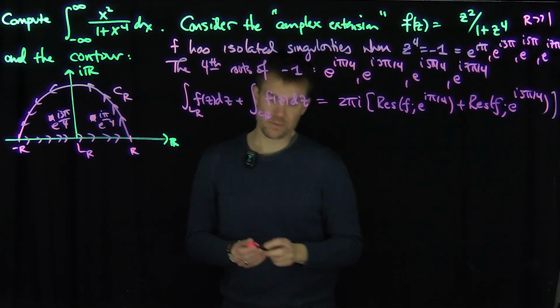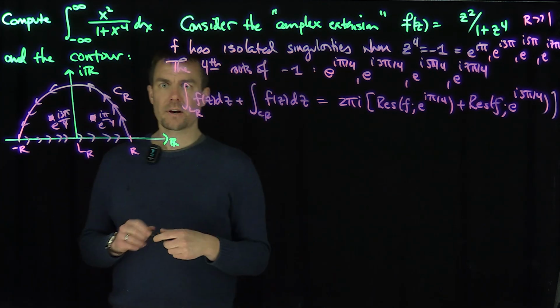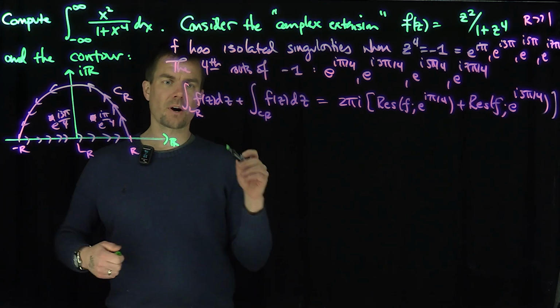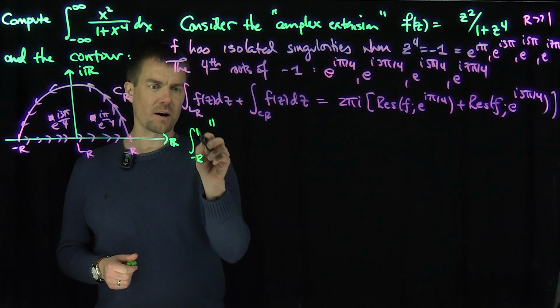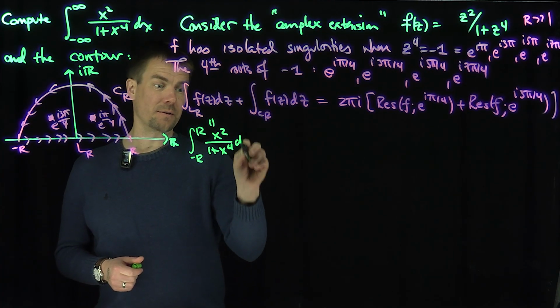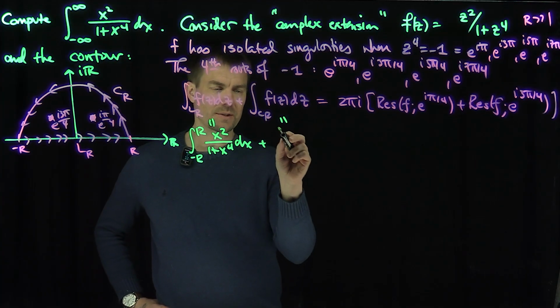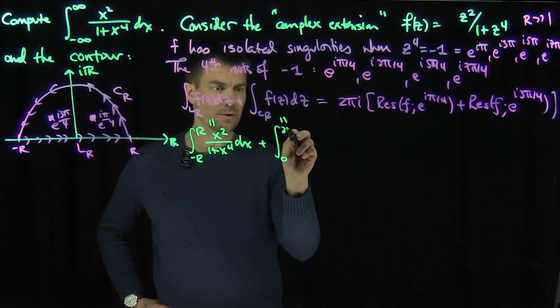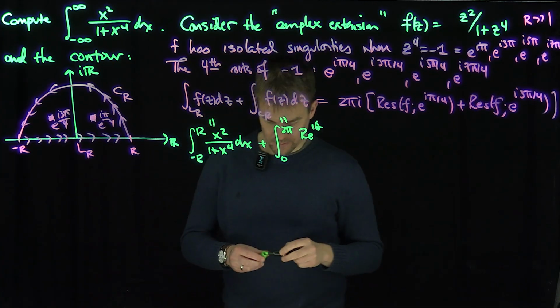Not quite. We have to do some limits now, right? Let's figure out what happens as R goes to infinity. As R goes to infinity, this integral over here is the integral from negative R to R of x squared over 1 plus x to the fourth dx. Beautiful. This integral over here, the C_R integral, is equal to what? Plus the integral from 0 to 2 pi, then I'll have an R e to the i theta, not 2 pi, but just pi actually, because I'm only doing half the circle.